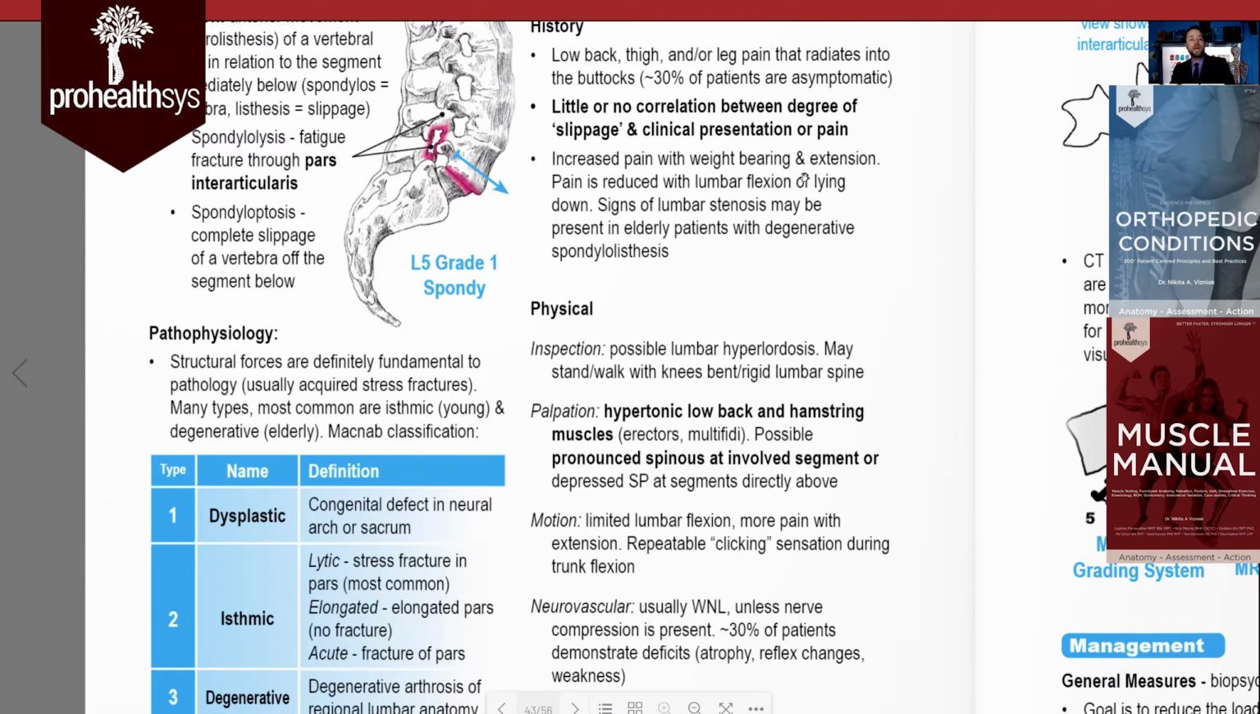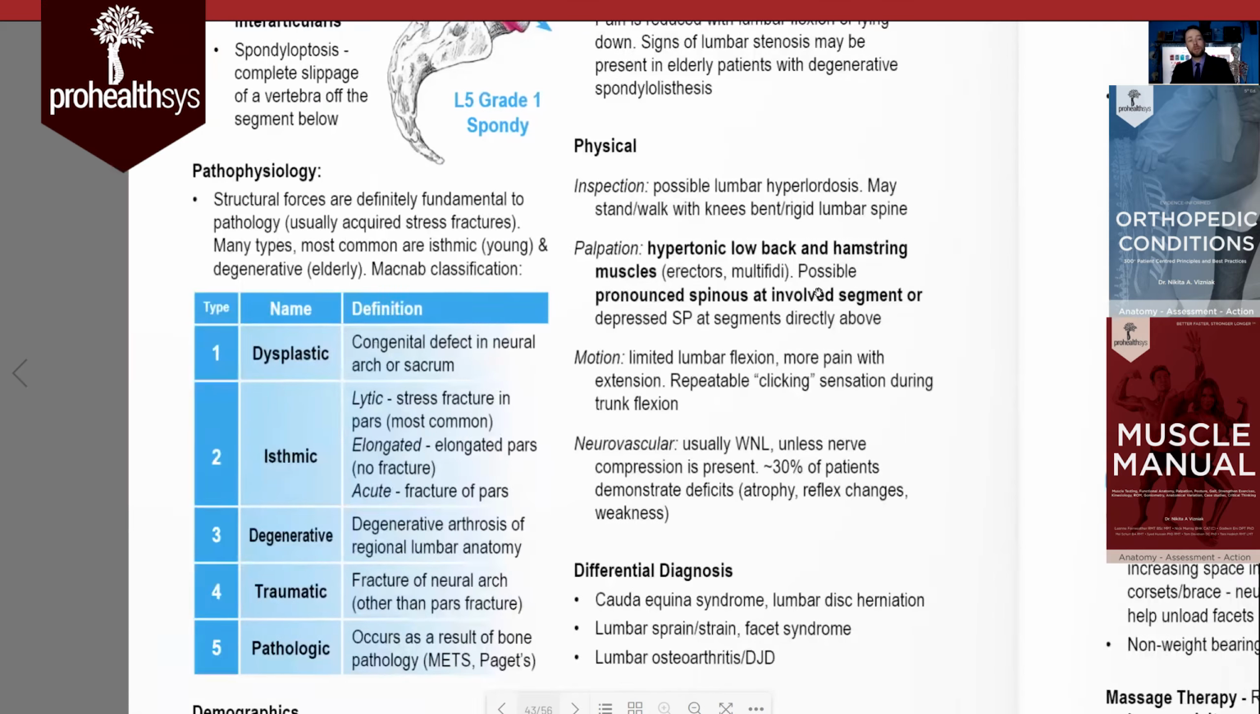All right, increased pain with weight-bearing extension especially. Pain is reduced with lumbar flexion or laying down typically. There may be stenosis signs in geriatric patient populations as well. Inspection: possible lumbar hyperlordosis, may walk with the knees slightly bent or a rigid lumbar spine. They're just trying to stabilize the area and take some stress off of it.